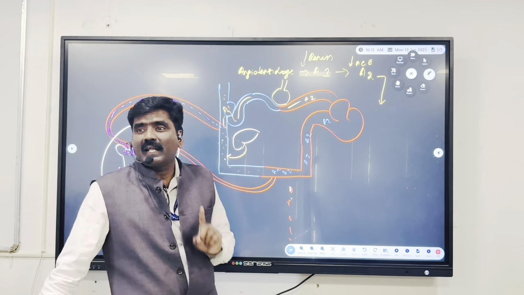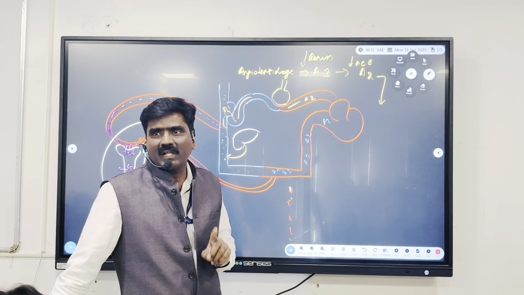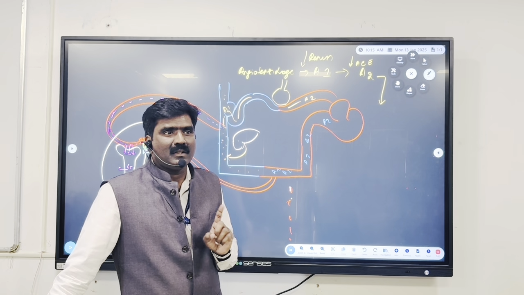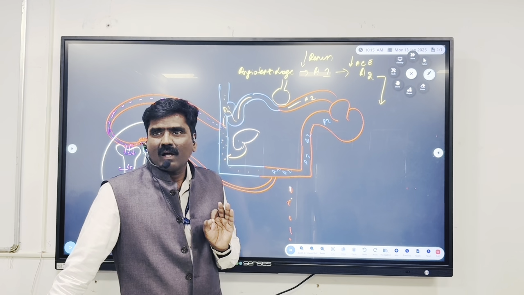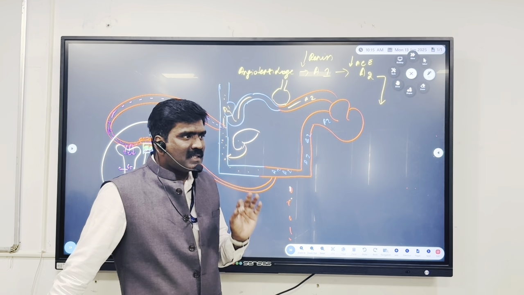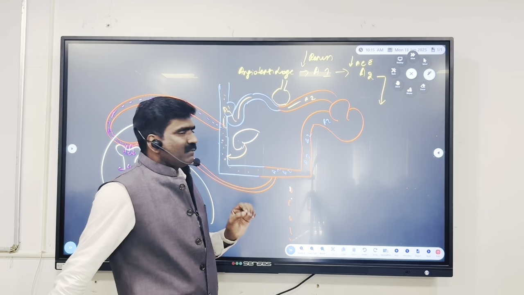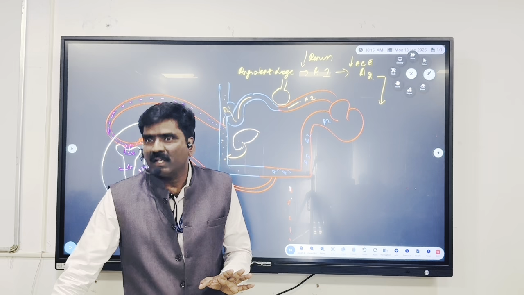A1 is the decapeptide. Already we discussed. A1 is a decapeptide. Deca means 10 amino acids. It's a protein with 10 amino acids, right? Which is an inactive protein, right?